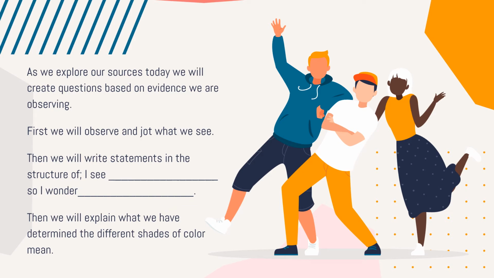The last thing you're going to do for each source is explain what you're determining the color shades of each map mean, right? Each map has a different set of colors. One of them is gray and white, and then two of them have actual colors. What do those colors mean?